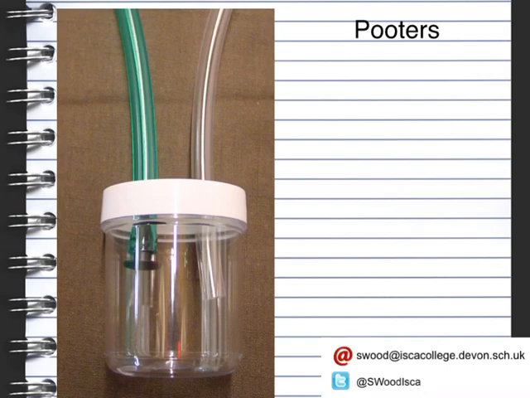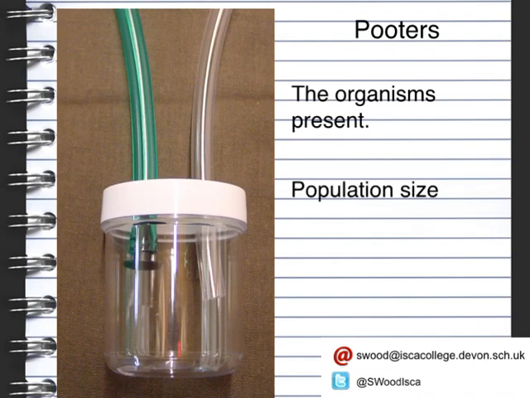Now, what this method will do is give you an idea of the organisms or the species that are actually present in the habitat, but it won't give you an idea of population size. And when you do this, you do have to be systematic with your sampling method. So maintaining that randomness, but you do have to be systematic with that randomness.